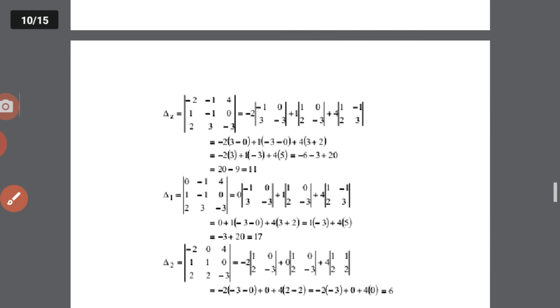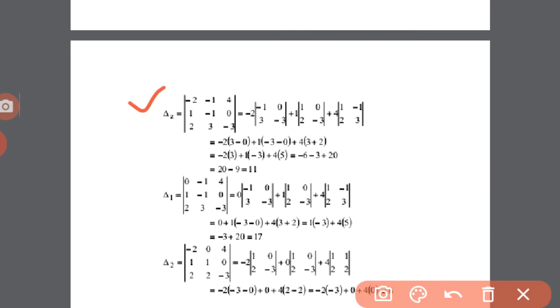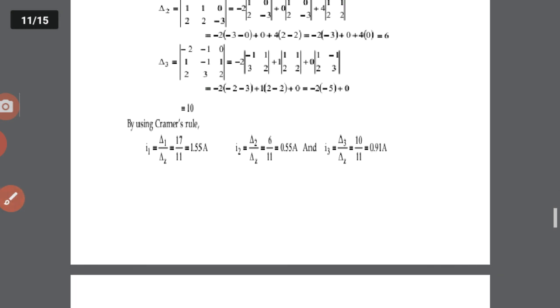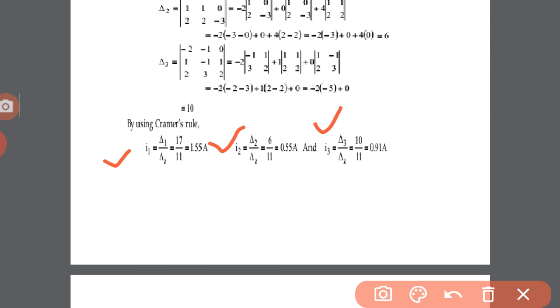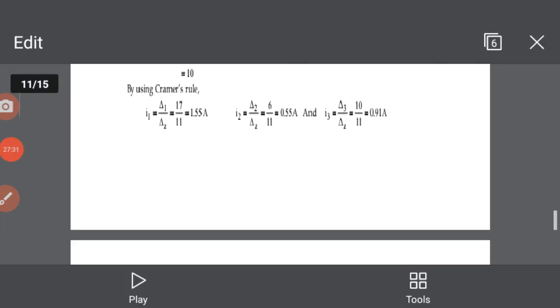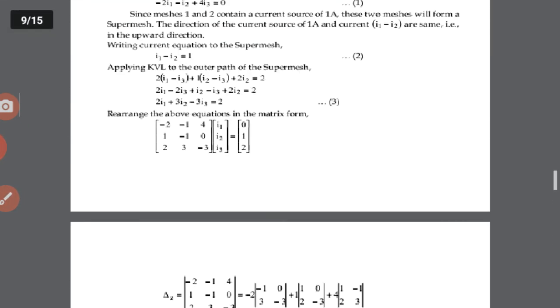After that you have to find the value of the common calculation, that is delta z. Next, go for delta 1, delta 2 and delta 3. After that, by using Cramer's rule, you have to find out the value of I1, I2 and I3. I1 is equal to delta 1 by delta z, I2 is equal to delta 2 by delta z, I3 is equal to delta 3 by delta z. So in this way you have to apply the super mesh analysis.